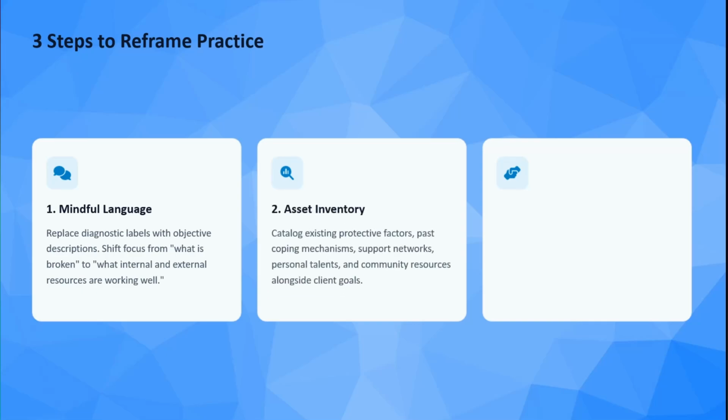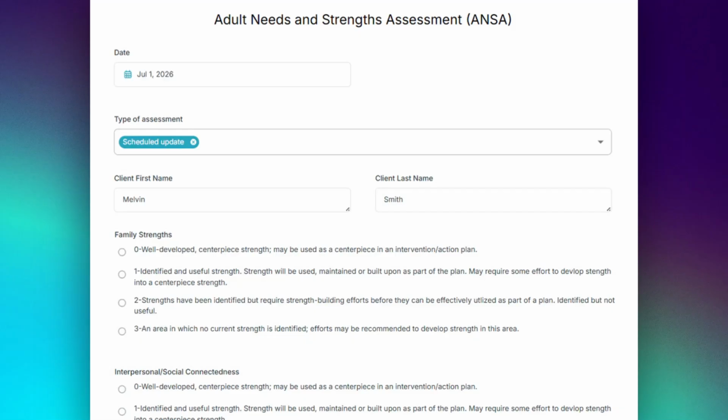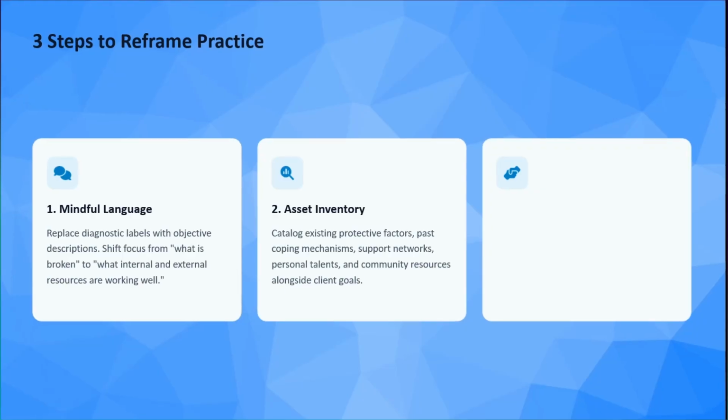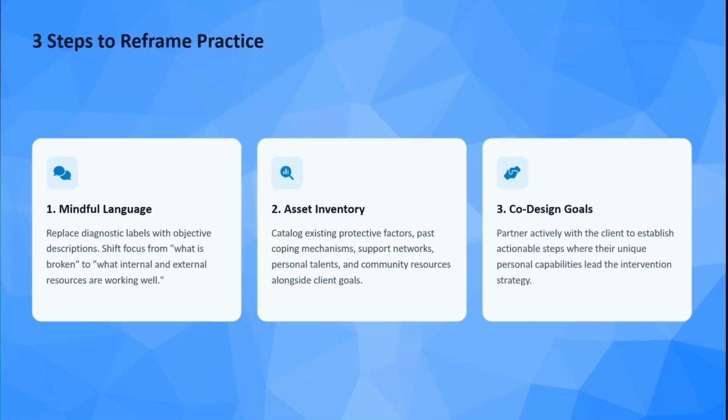Second, conduct a systematic asset assessment using a strengths-based social work tool, such as the ANSA, the Adult Needs and Strengths Assessment. You can find a free copy in the Case Management Hub platform. I'll show you where to go to get that at the end of the video. And third, make goal setting a co-designed process where the client takes the lead in defining success. When you partner actively with your client for their goals, they have a better chance of reaching success.